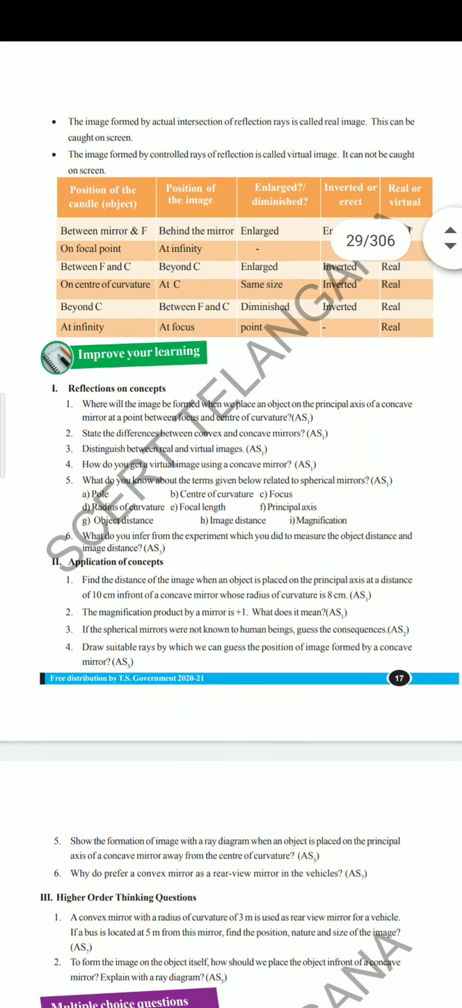When the position of the candle is beyond C, the position of the image will be between F and C. A diminished, inverted and real image will be formed. When the position of the candle is at infinity, the position of the image will be at the focus and a point-sized real image will be formed.